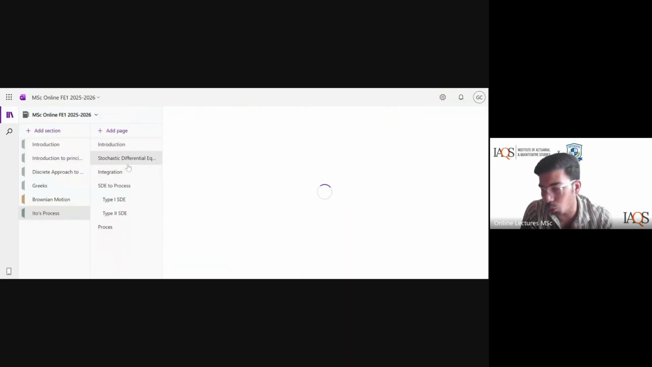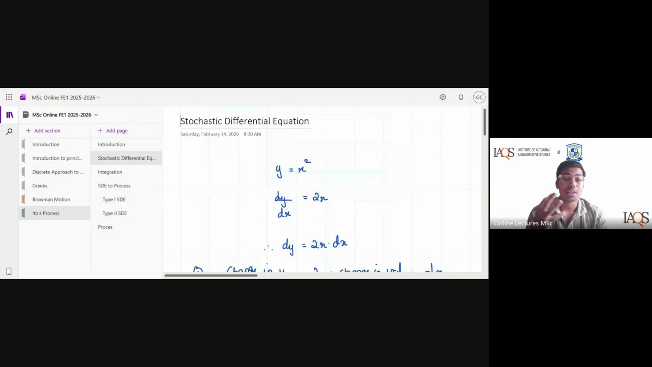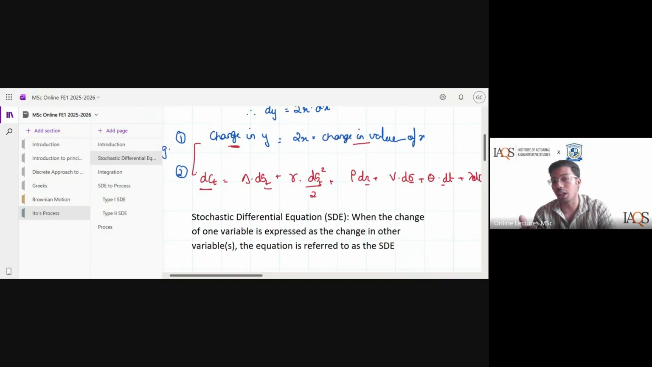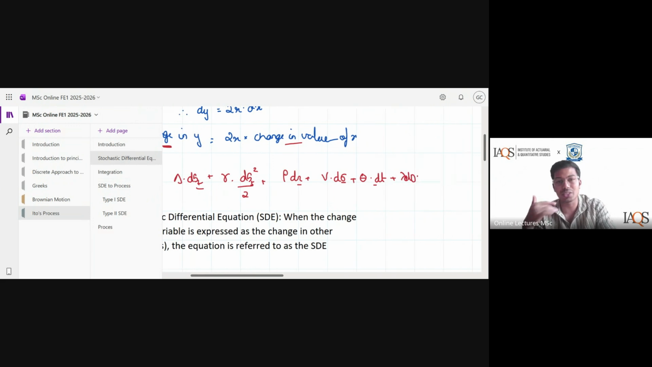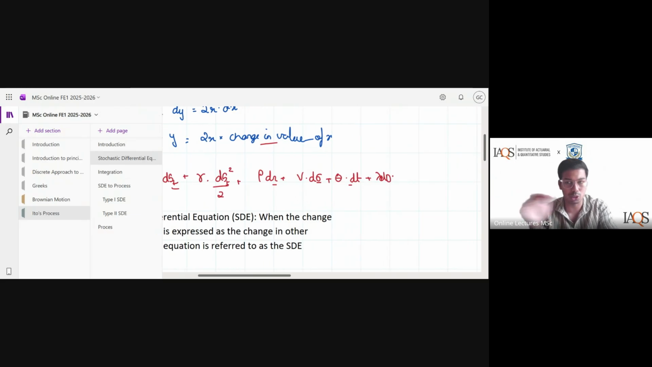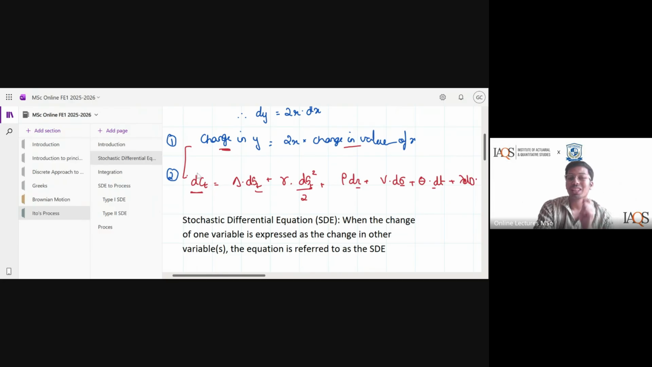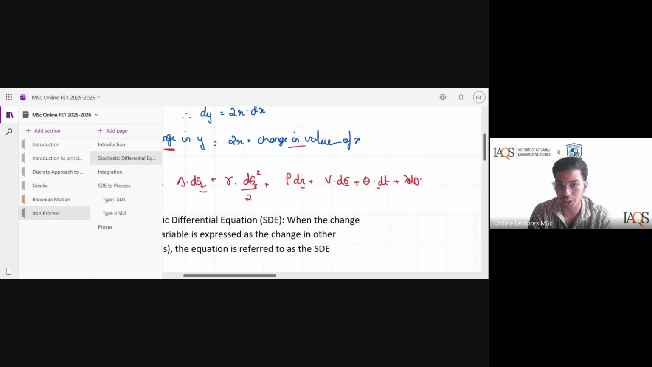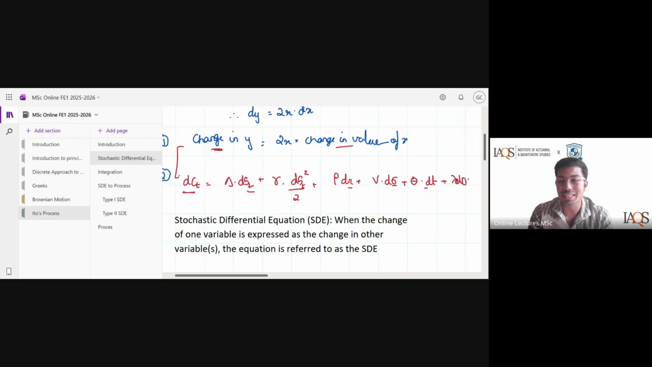Now, we then understood what an SDE, a stochastic differential equation, is. It is simply when the change of one variable is expressed as the change of another variable, that relationship is referred to as a stochastic differential equation. The example that we've done in Greeks is dCt is equal to delta into dHt plus gamma into dHt square by 2 plus rho into dr, vega into d sigma, and so on and so forth. Here, what am I essentially doing? The change in option price is expressed as a change in the underlying asset price, change in the risk-free rate, change in the volatility. Thus, this is an example of a stochastic differential equation or an SDE format.